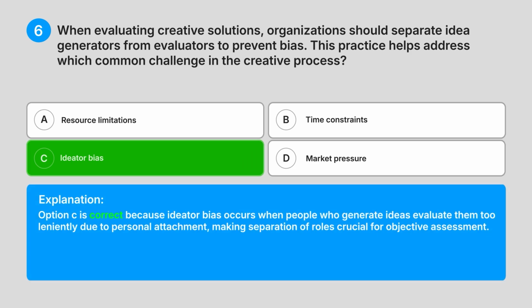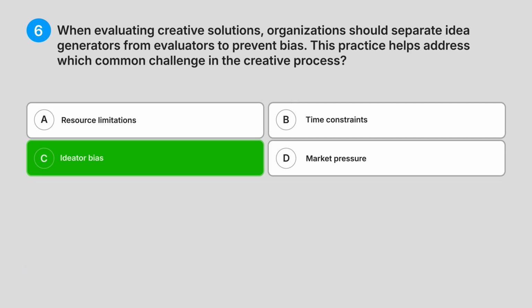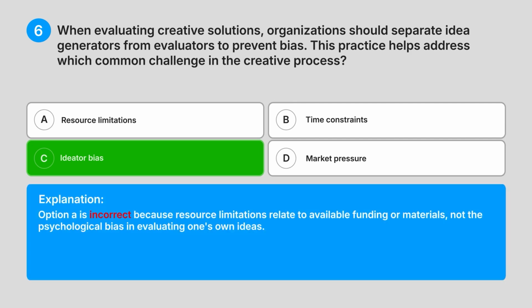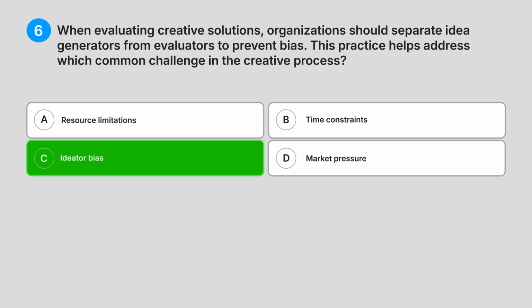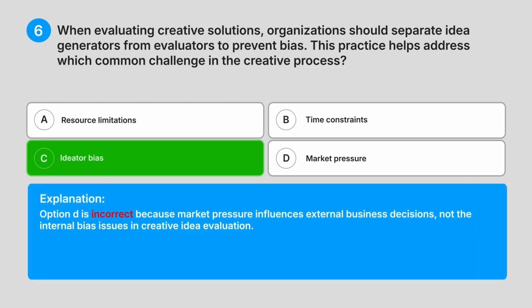Explanation. Option C is correct because ideator bias occurs when people who generate ideas evaluate them too leniently due to personal attachment, making separation of roles crucial for objective assessment. Option A is incorrect because resource limitations relate to available funding or materials, not the psychological bias in evaluating one's own ideas. Option B is incorrect because time constraints affect project deadlines, but don't explain why generators and evaluators should be different people. Option D is incorrect because market pressure influences external business decisions, not the internal bias issues in creative idea evaluation.